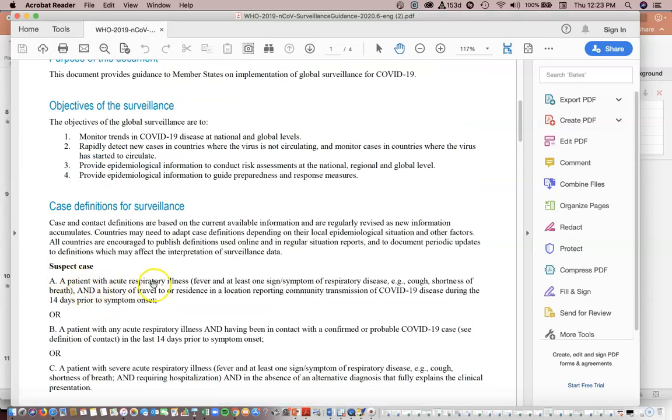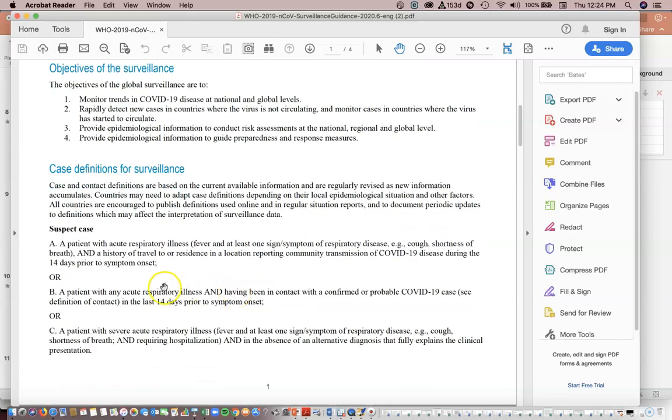Any acute respiratory illness, so fever, and then one sign or symptom. It could be a cough or shortness of breath. And they've had to have a history of traveling somewhere where there's potential for community transmission. So they could have traveled to New York City. They could have traveled to a lot of places in the U.S.